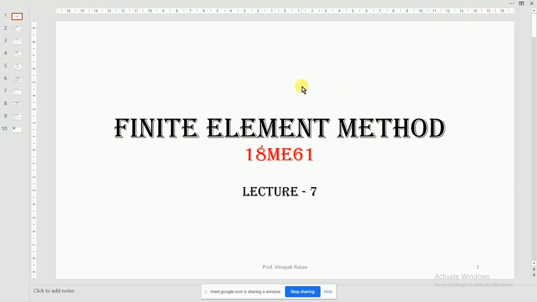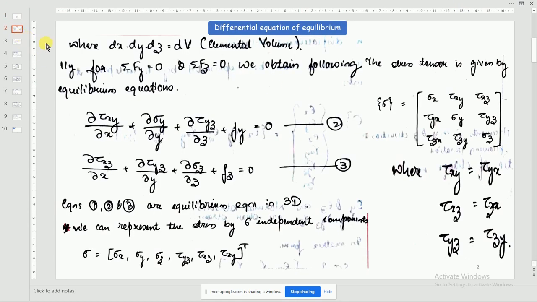Now, what else have you studied in the previous class? The discretization process. I've already told you there are 5 different steps in the discretization process that you have studied. What else? Force distribution, right? What are the different forces which you come across over a body? There are two types of forces: internal forces and external forces.